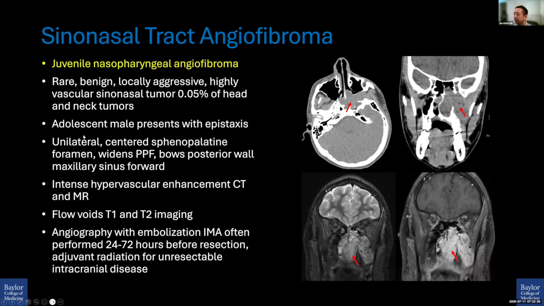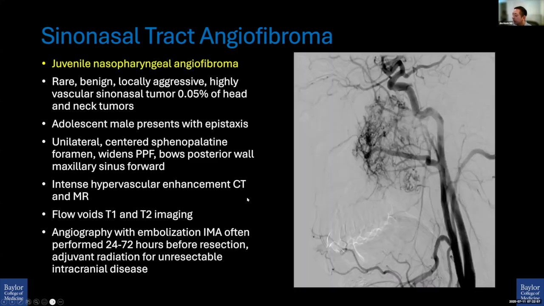You'll see a unilateral mass centered in the sphenopalatine foramen, widening the pterygopalatine fossa, and characteristically bowing the posterior wall of the maxillary sinus forward. On the MRI images here, we typically see intense hypervascular enhancement and flow voids on both T1 and T2 imaging.